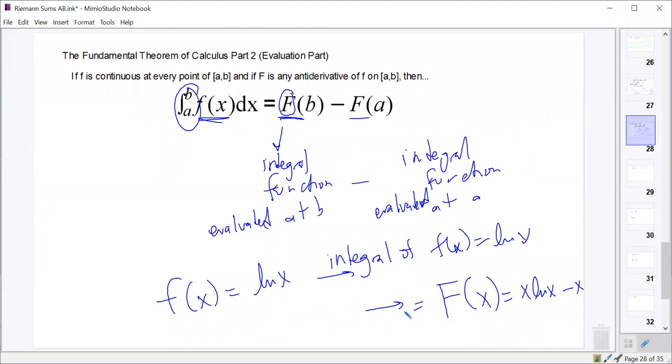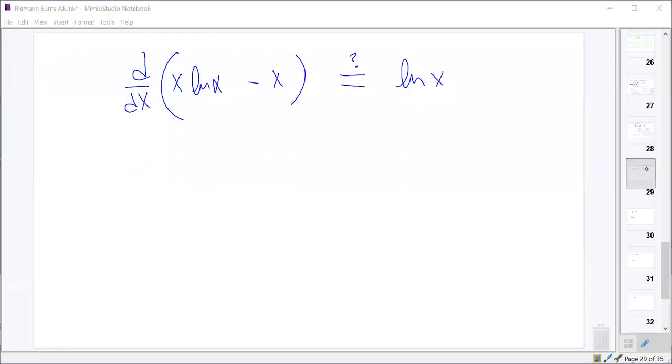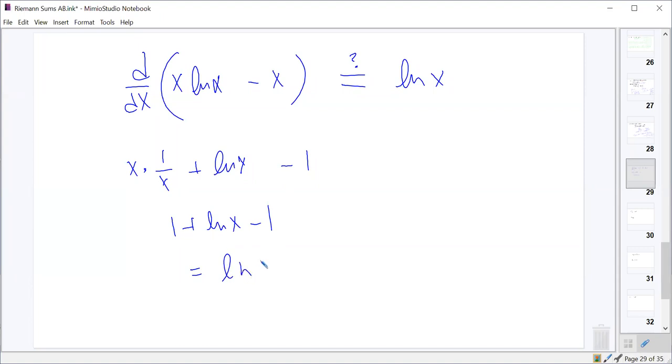Okay, so I'm telling you right off the bat that this function is the integral of natural log of x. So let's take x natural log of x minus x and take its derivative. How do I take the derivative of x natural log of x? Using the product rule, right? x times 1 over x plus natural log of x times 1. And then the derivative of minus x is just minus 1. And what does that become? It becomes 1 plus ln x minus 1, or ln x.